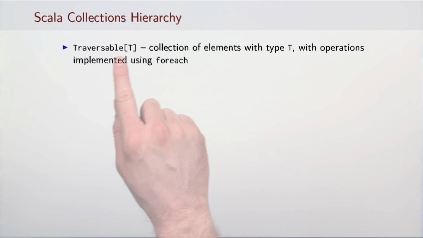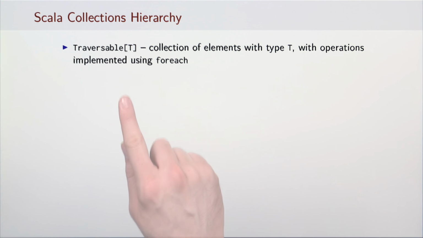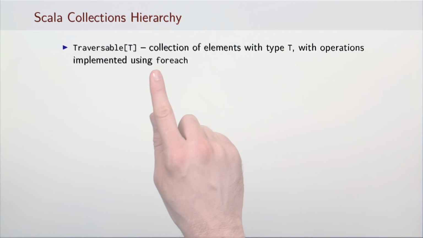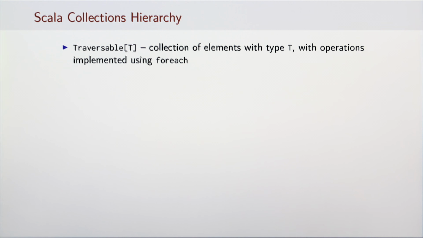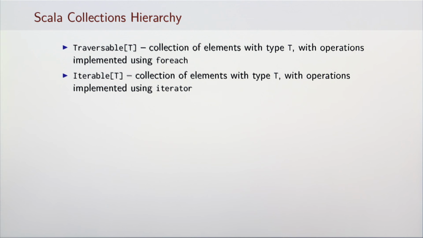Traversable of T is the root type for all collections and defines many collection operations, each implemented in terms of a foreach loop. Each collection that implements this type must also implement the method foreach. Iterable of T is a subtype of Traversable of T. Iterable collections must implement the iterator method. The Iterable of T type defines a richer set of collection methods than Traversable.